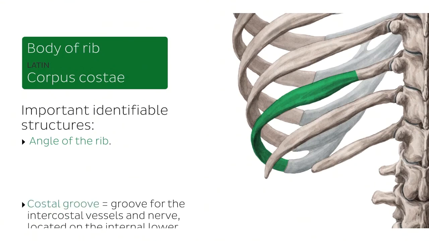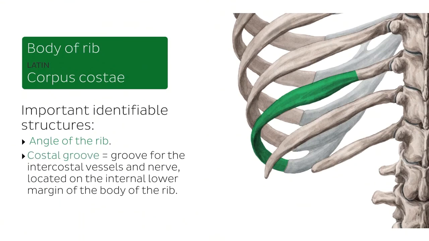And the last one is the costal groove, which is a groove for the intercostal vessels and nerve. This groove is located on the internal lower margin of the body of the rib.